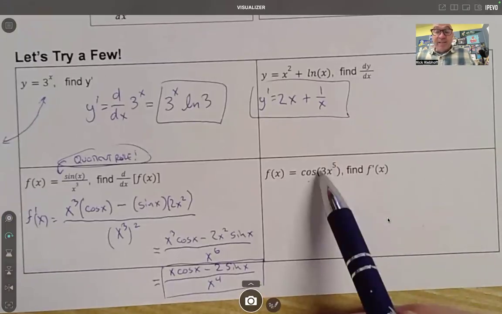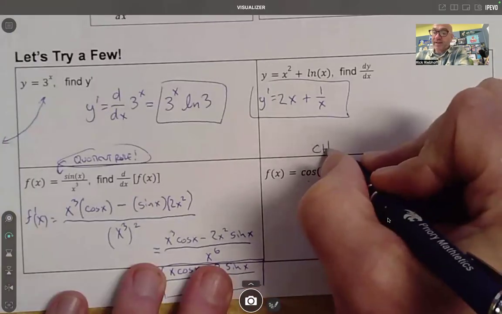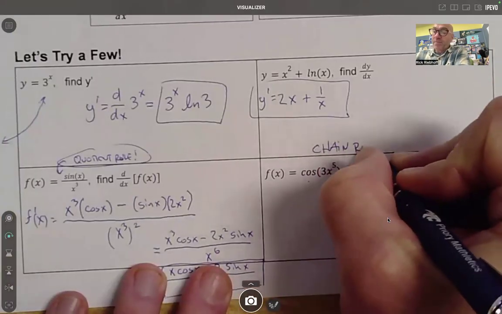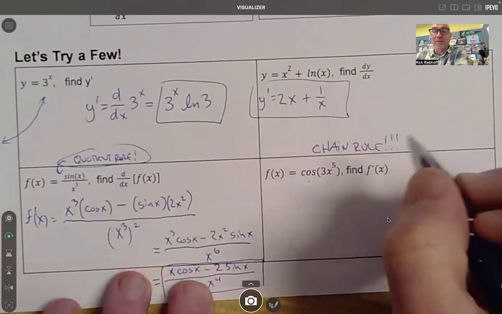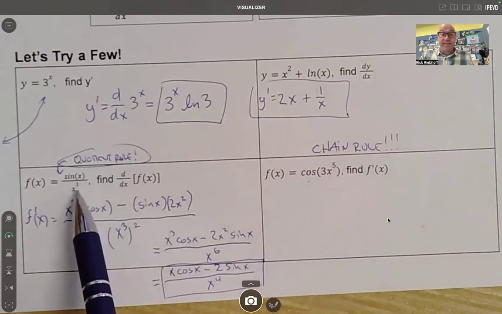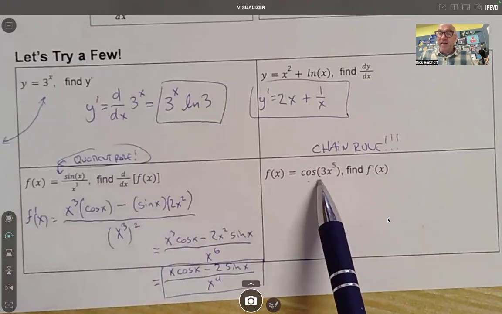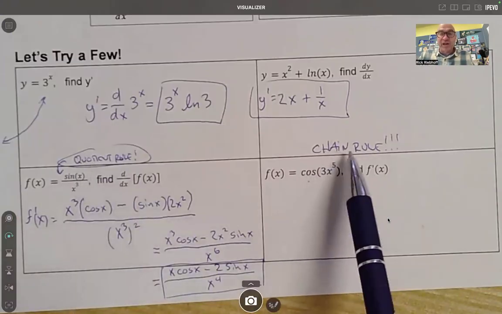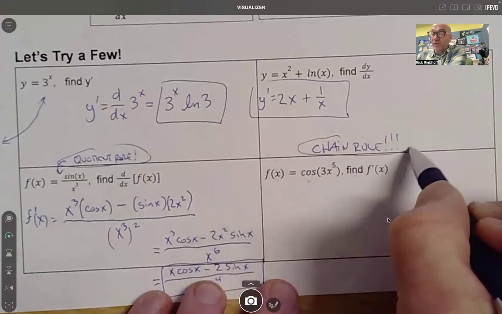Cosine, and then on the inside, 3x to the fifth. What does that remind you of? That's chain rule. Part of the fun of calculus is seeing patterns. Pattern recognition. I see a fraction, so I think quotient rule. I see something stuck inside of something else, so I see chain rule immediately. Or at least I think that.